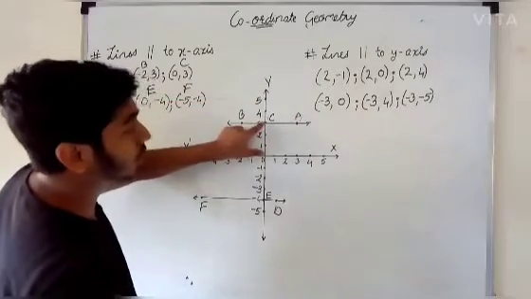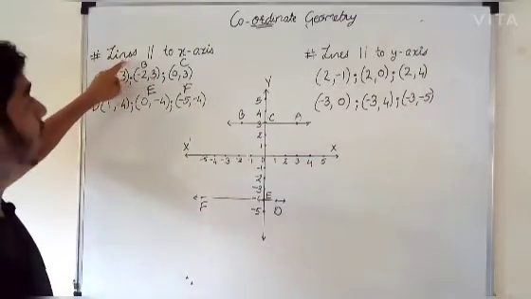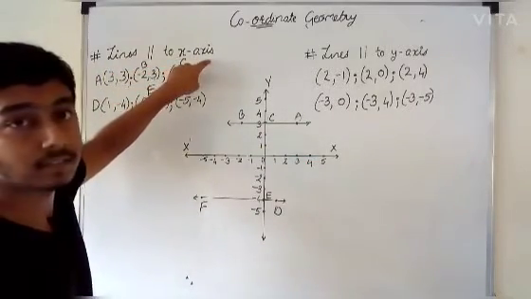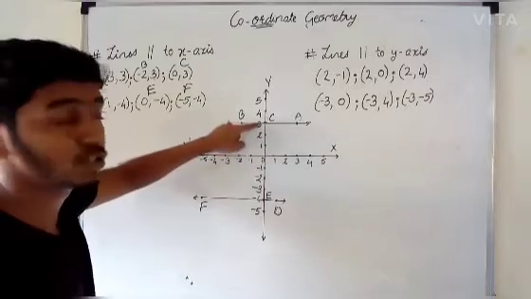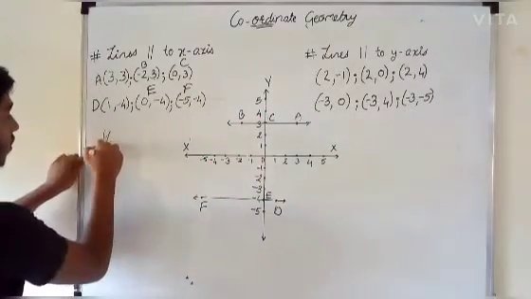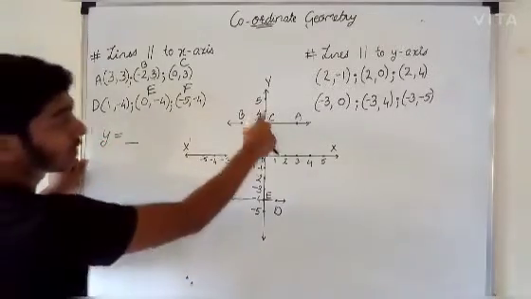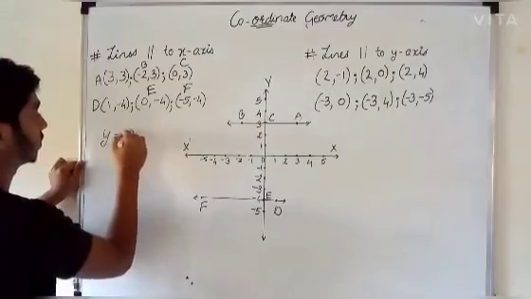It is 3 units away from the x-axis. So what are we doing? Lines parallel to x-axis. Whenever there is a line which should be parallel to x-axis, you name it in the form of y equal to something. In this case it's y equal to 3.